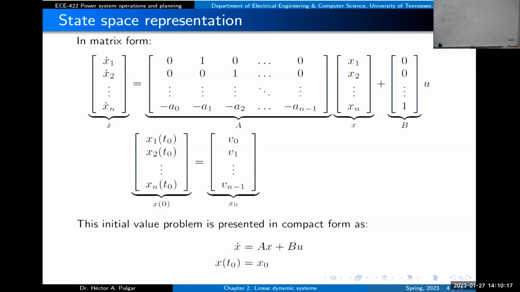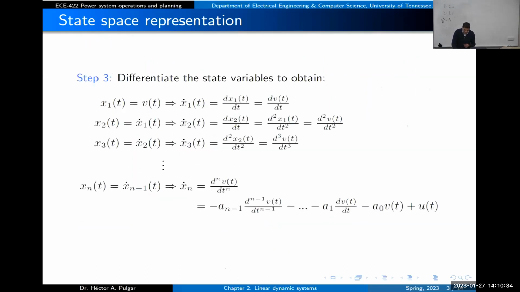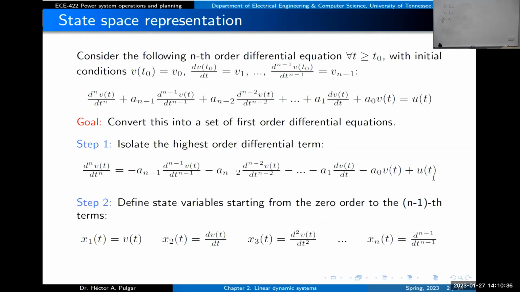Because the input or the excitation only shows up in the last equation, everything else here is zero except the last term. U will show up just in the last equation we have here. So in the definition of the differential equation, I didn't say this, but I need to say it. We have here initial conditions.